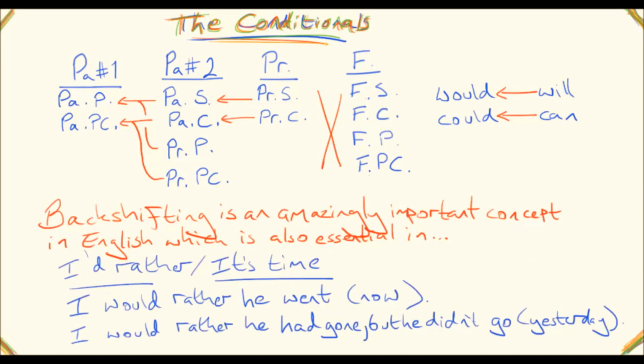It's to do with this idea of "I'd rather" or "I would rather" and time. I would rather he went now. So you're talking about now. You're giving your preference or strong preference now, but you're shifting it one tense into the past. Or if you're talking about the past, I would rather he had gone, but he didn't go. And here we're talking about yesterday. So once again, we've backshifted one tense into the past.